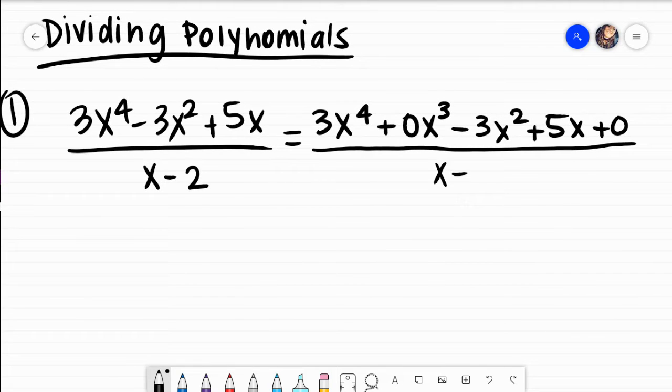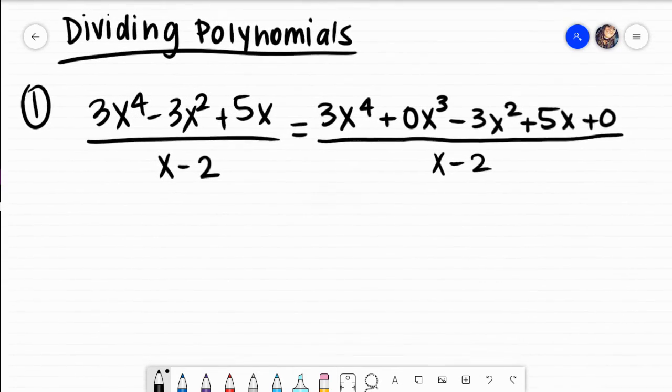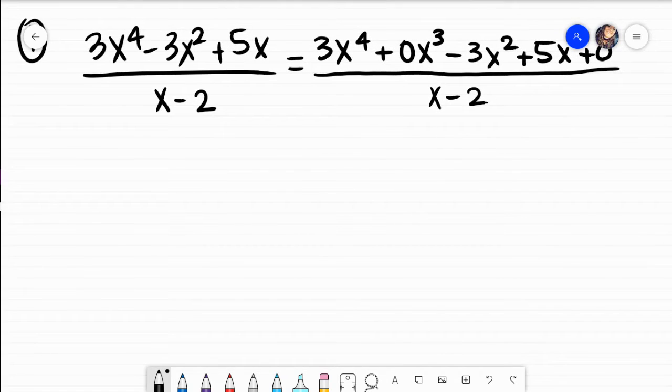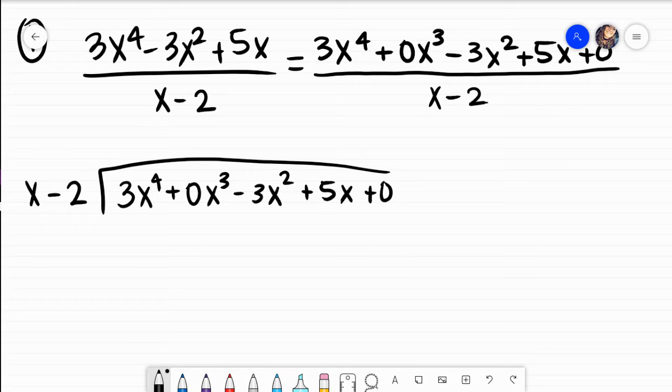My denominator is x and a negative 2. Let me zoom out just a little bit. I know that my numerator will be my dividend, which means it's going to go underneath. I've got a negative 3x squared, positive 5x, positive 0 for now. I'm going to divide that by x minus 2.